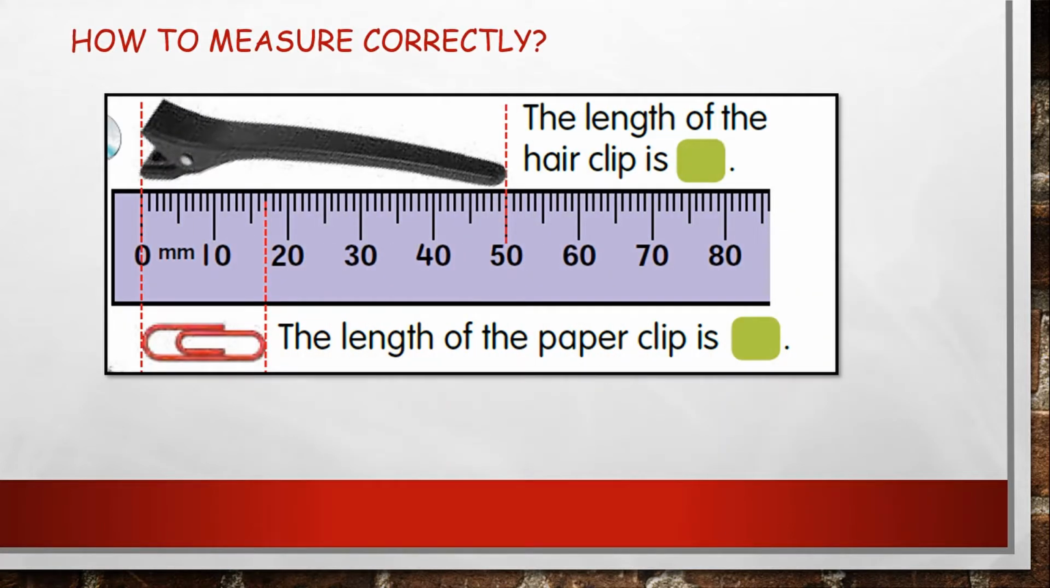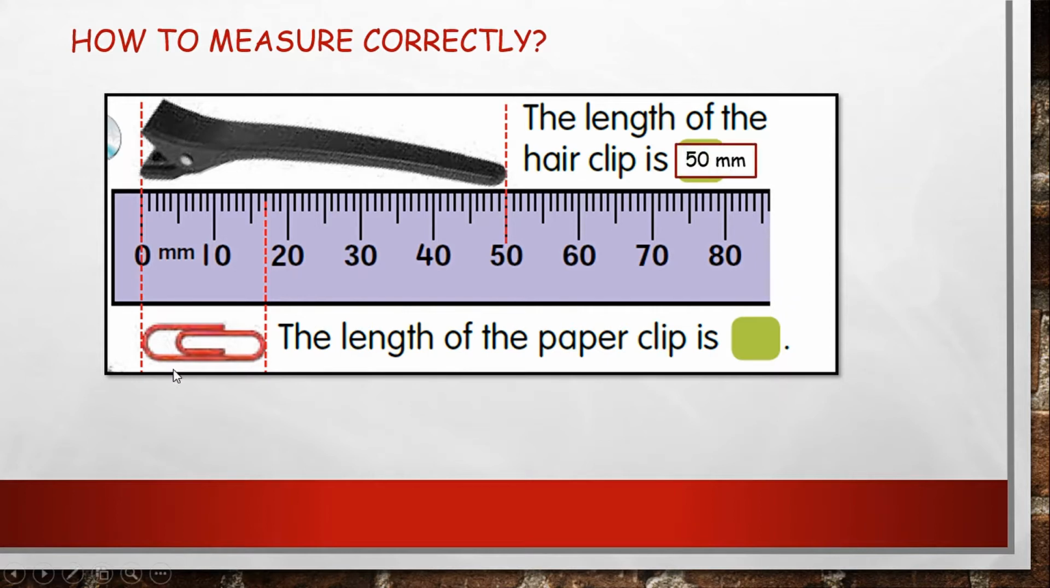Now we go to the next example. The length of a hair clip is... Now we start from 0 millimeter and then we mark at the end. So at the end is 50. So the answer is 50 millimeter.